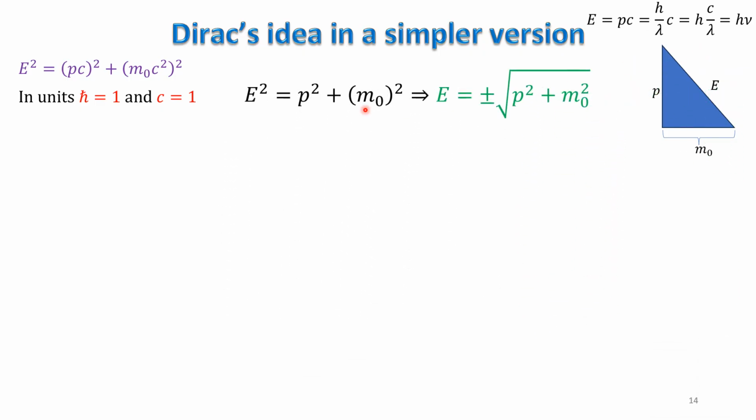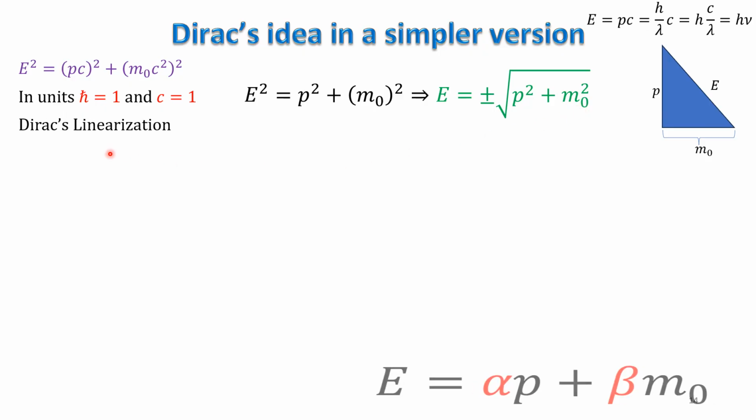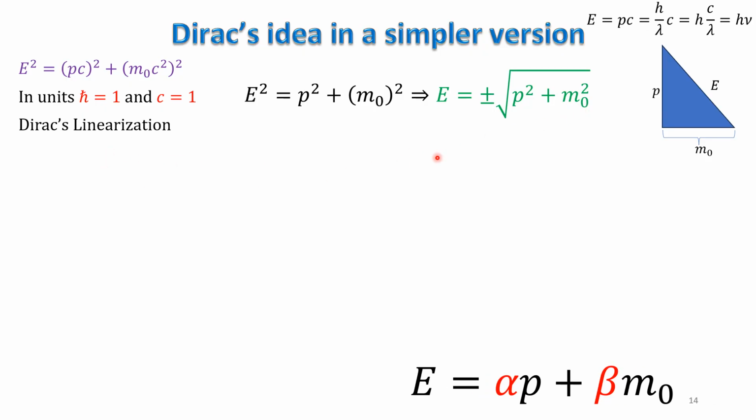Now here E square is equal to P square plus M0 square. Actually this C should also vanish, so that E is equal to plus minus under root of P square plus M0 square. Now Dirac's linearization we shall try for 2 terms.